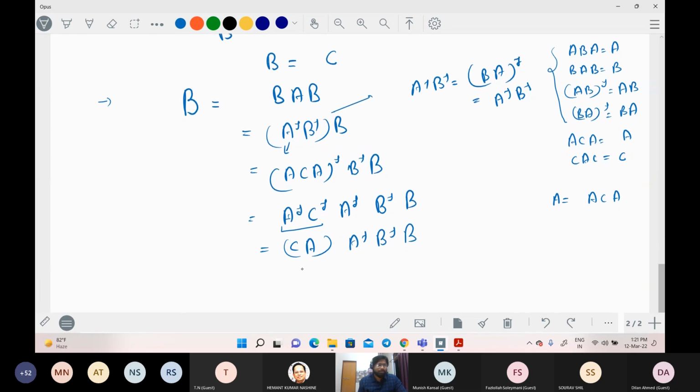And this is basically equal to CA simply B. Because this A star B star is what? Again, you can write in place of this A star B star B.